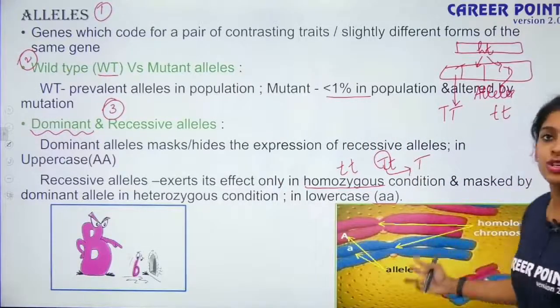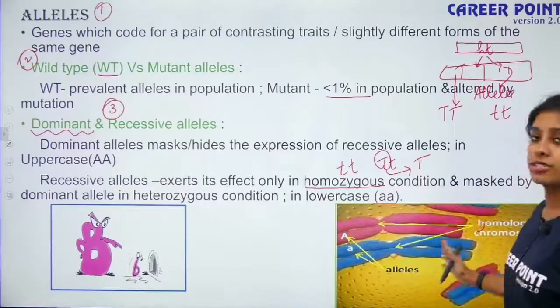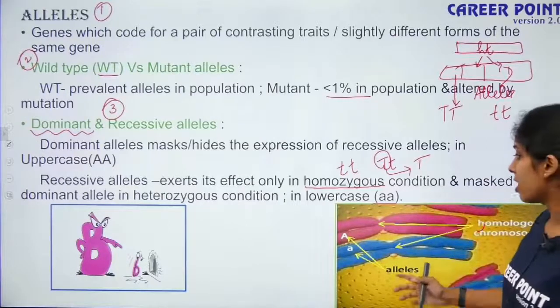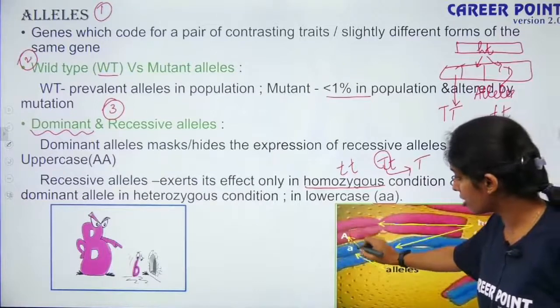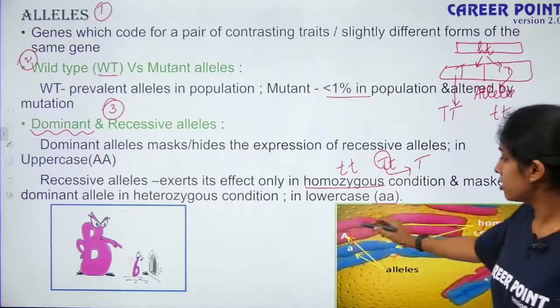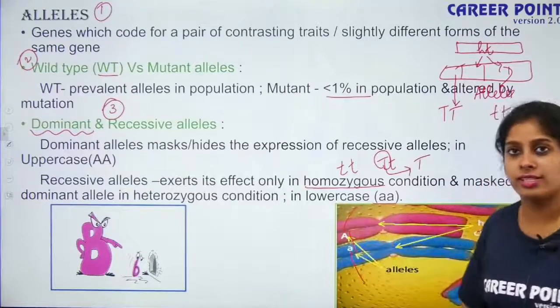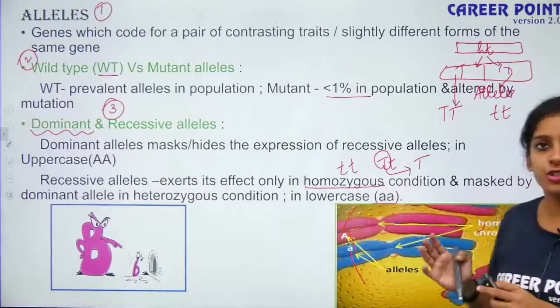So you have a homologous chromosome. I guess this is clear. This is how a homologous chromosome looks. You have a gene here, this is A, and you have another gene here, that is small a. This is the dominant allele and this is the recessive allele. This is how they are arranged on your chromosome.